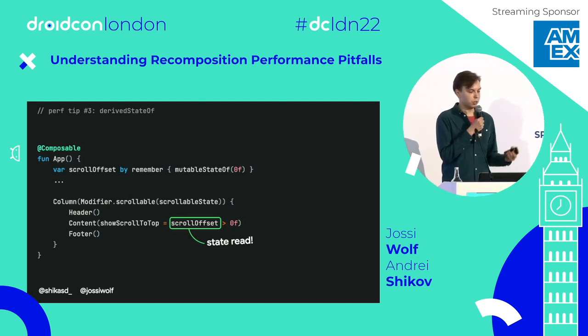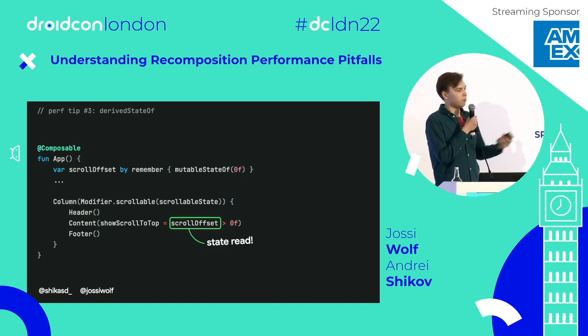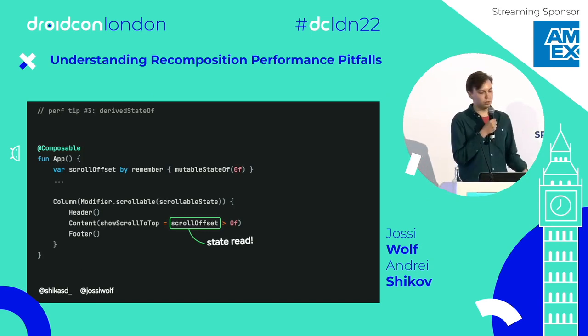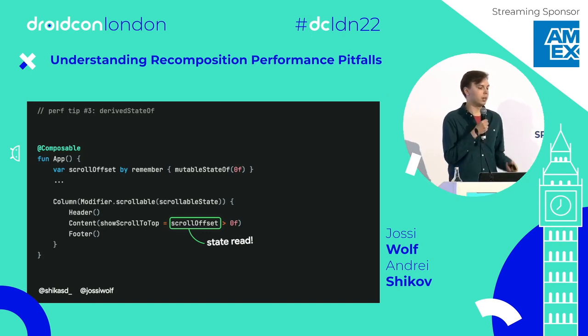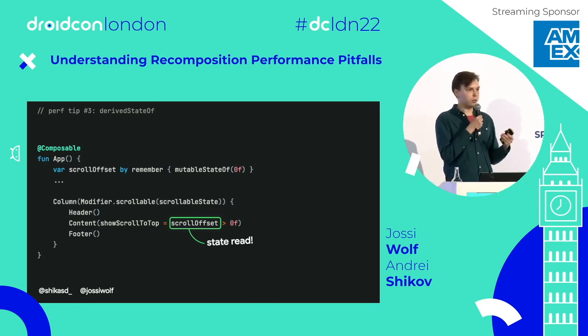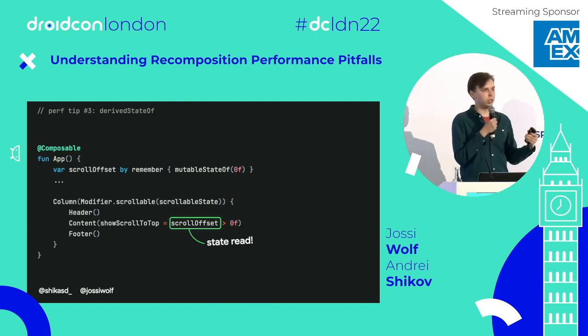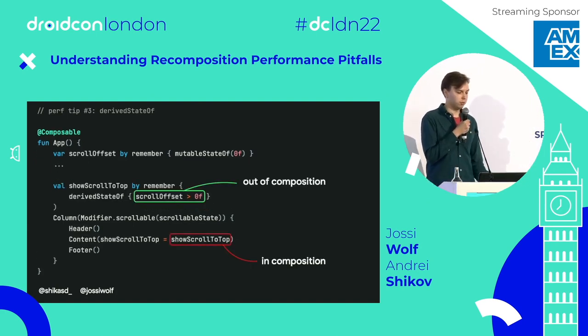Maybe something happens with content. Maybe the API doesn't allow us to modify the content itself. What we want to do is reduce the number of times composition updates, because what we care about is not the actual value of the scroll offset. It's whether it's larger than 0 or not. And for that, we can use derivedStateOf.